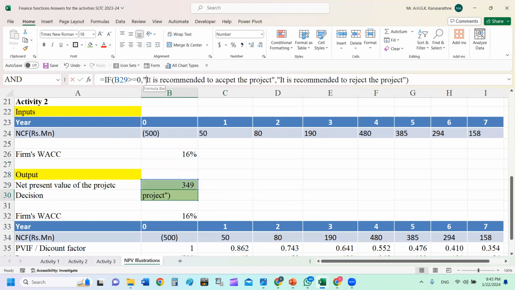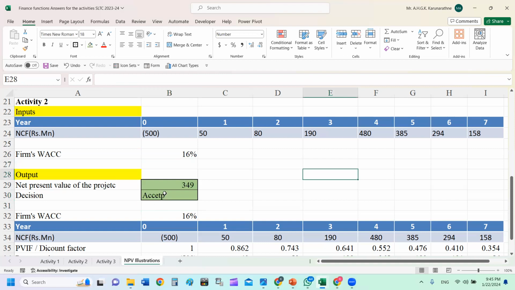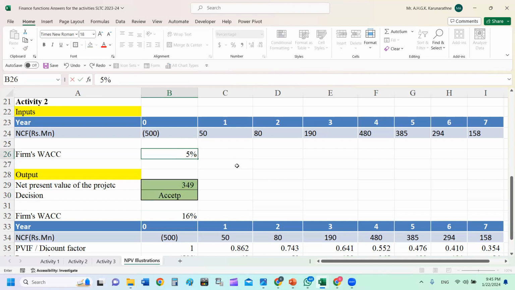You don't need to write so much. If NPV is greater than or equal to 0, you just say accept, otherwise just one word, reject. You have time in the exam, right? Accept or reject. If you put 50%, you know it will reject, because NPV is negative. Reject.